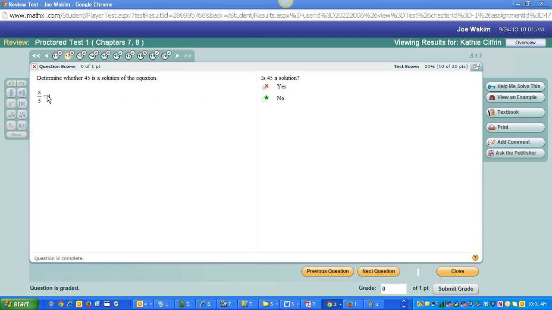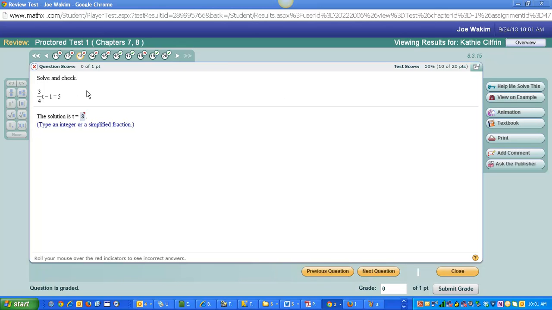On number 12, to solve for x, we multiply both sides by 5. We always multiply by the reciprocal of the coefficient of x. The coefficient of x is 1 over 5, the reciprocal is 5 over 1. We multiply both sides by 5, the 5 here will cancel, and 5 times 4 is 20. Determine whether 45 is a solution of the equation. You can also substitute x equals 45, because 45 divided by 5 is 9, which does not equal 4, so it's not a solution.